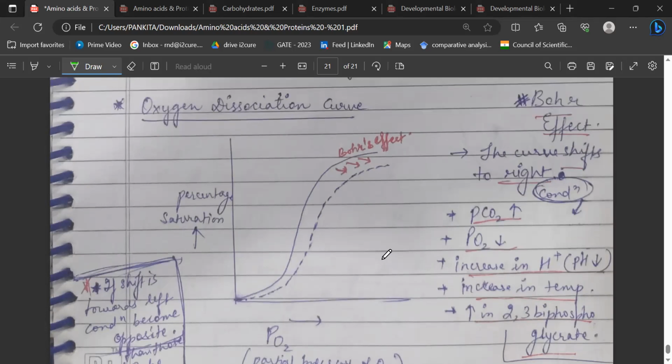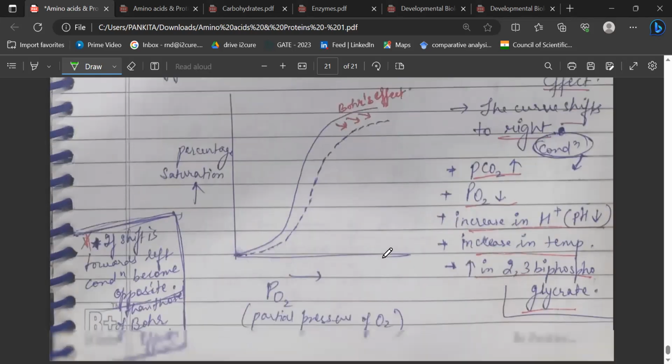Bohr effect is basically when the curve of the oxygen dissociation shifts to the right under the conditions when the partial pressure of carbon dioxide increases, partial pressure of oxygen decreases, there's an increase in the proton content, or the pH decreases, and the temperature increases, or there is an increase in 2,3 bisphosphoglycerate.